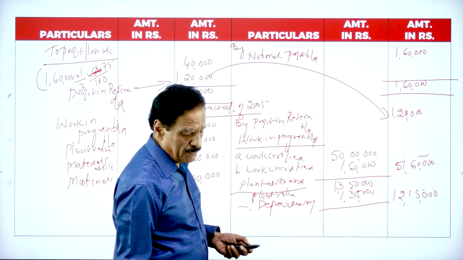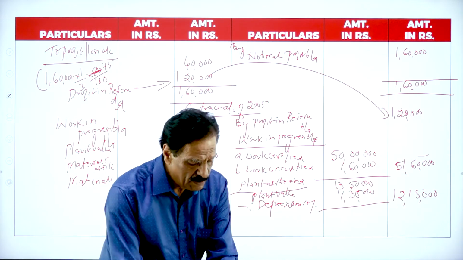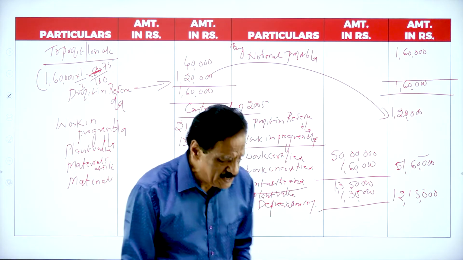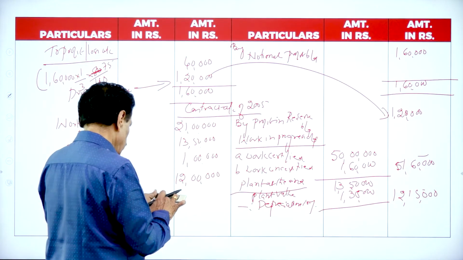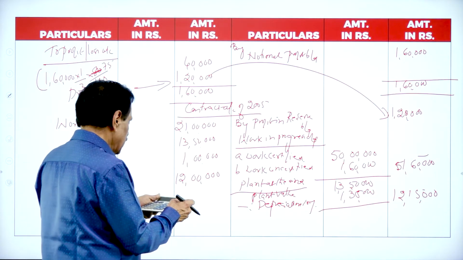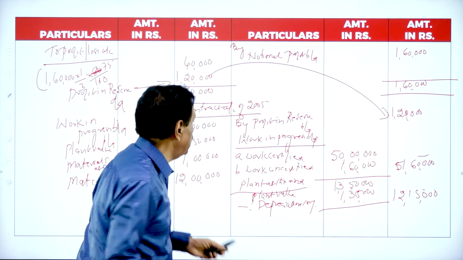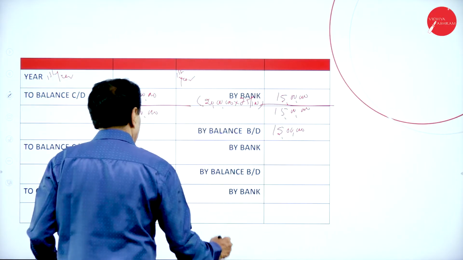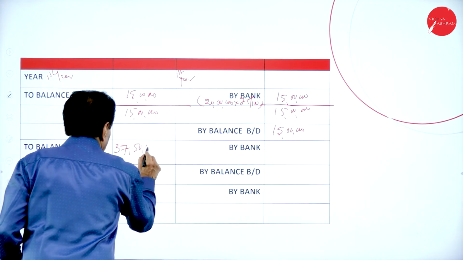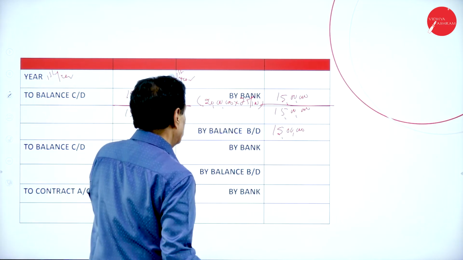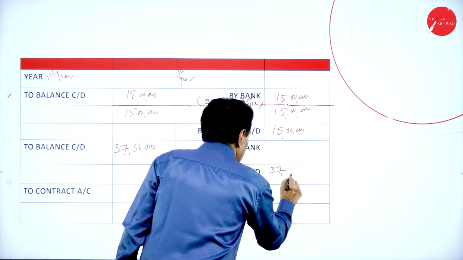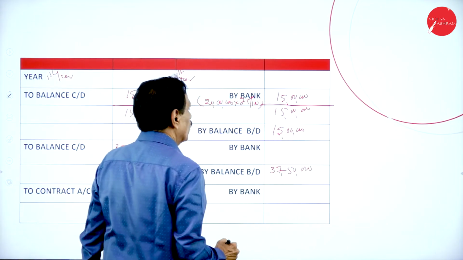On that 75% he is going to receive. 50 lakh is there. 75% of this 50 lakh into 75 divided by 100 is equal to 37 lakh 50,000. Here, to balance carried down 37 lakh 50,000, 2 years. By bank, how much you have to write? Here, 37 lakh 50,000. Bring out the difference.